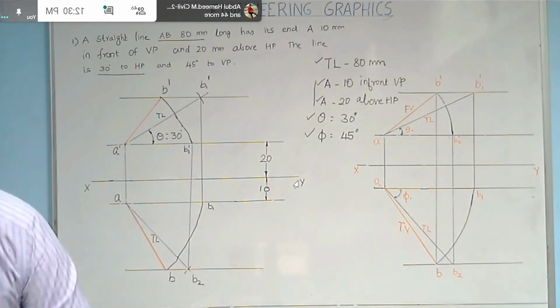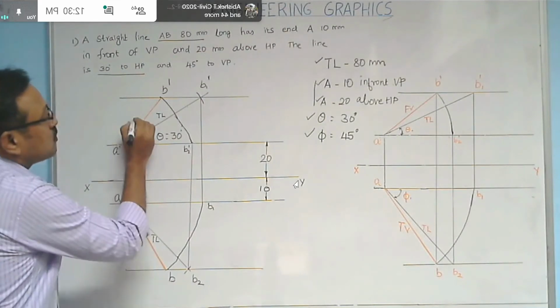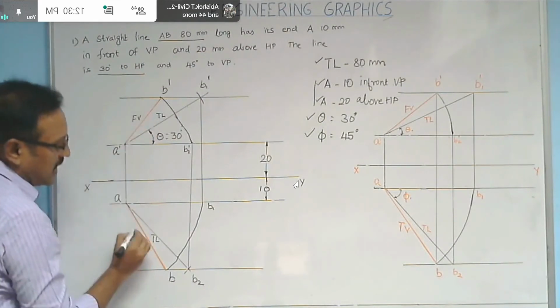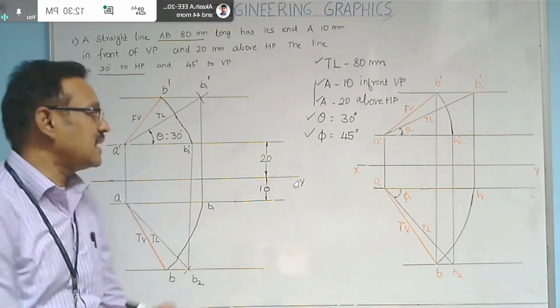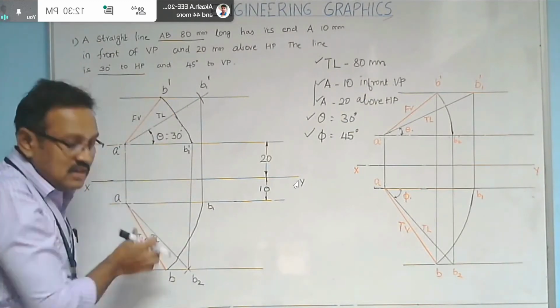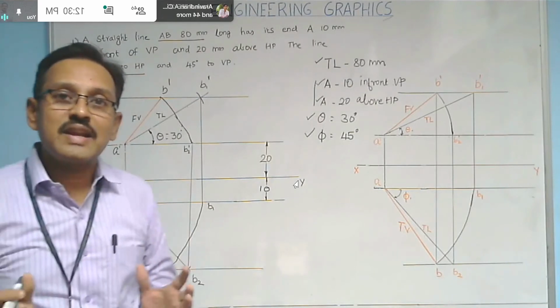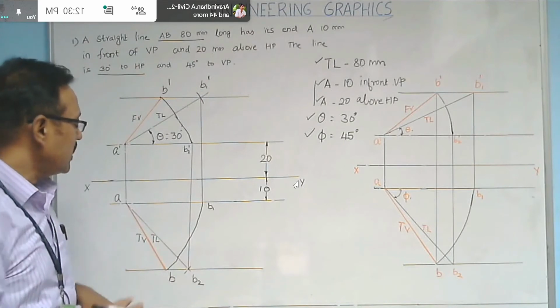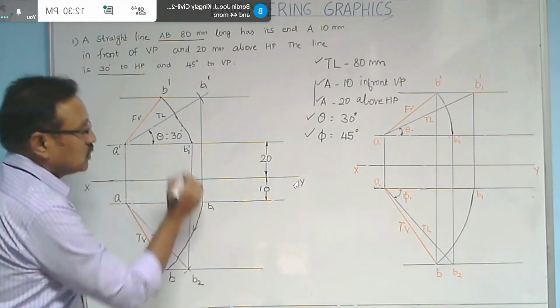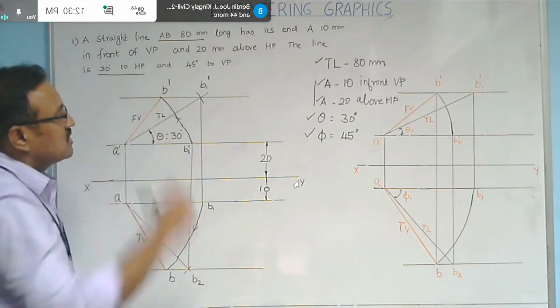So here you can see that this one is the front view of the line. This one is the top view of the line. You can see that the front view as well as the top view both are in reduced length when you compare with the true length of the line. Okay, right. So you have to rotate this in this direction.